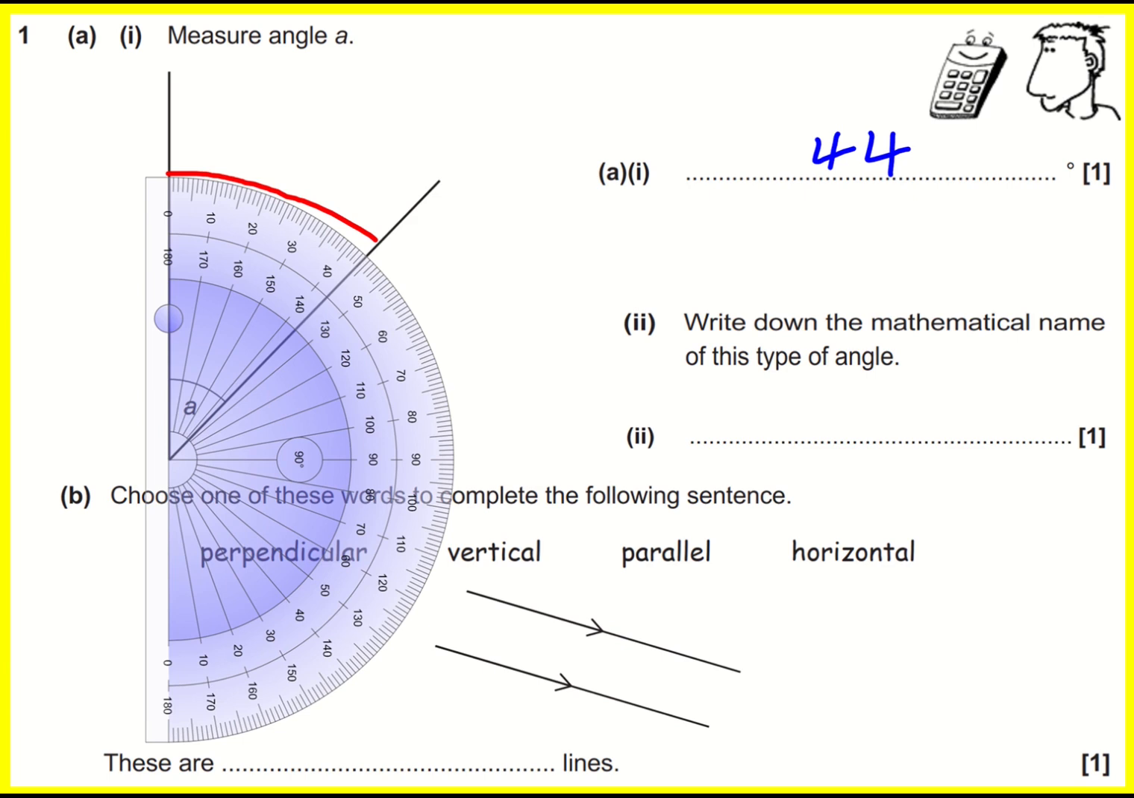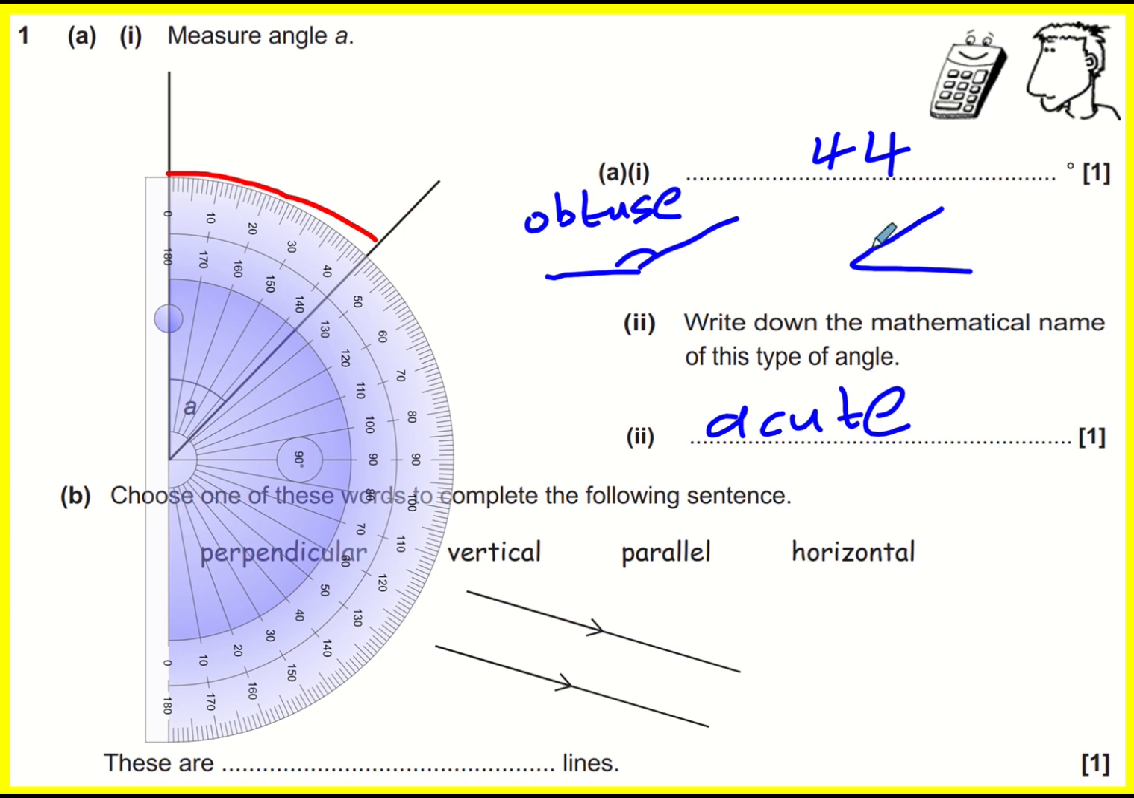Write down the mathematical name of this type of angle. It's less than 90. It's called an acute angle. For reference, if it's between 90 and 180, it's called obtuse. And if it goes beyond 180, like here, it's called a reflex. So those are three key words to learn, as well as right angle, which means 90 degrees.